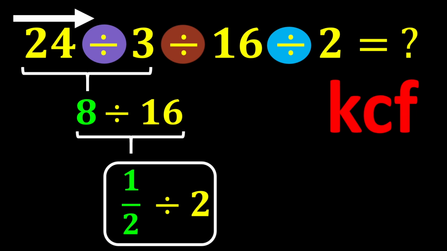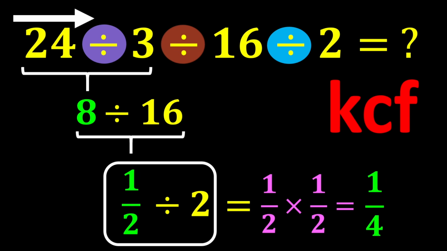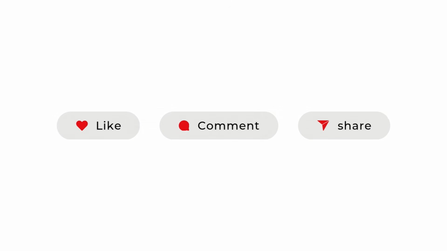To solve this part, we use the KCF rule. K stands for keep, C stands for change, and F stands for flip. The KCF rule is a simple rule for dividing fractions. According to this rule, we keep the first number as it is, change the division sign to multiplication, and flip the second number. According to the KCF rule, we keep 1 over 2 as it is, division changes to multiplication, and we flip 2. 1 over 2 multiplied by 1 over 2 gives us 1 over 4, which is our final answer.